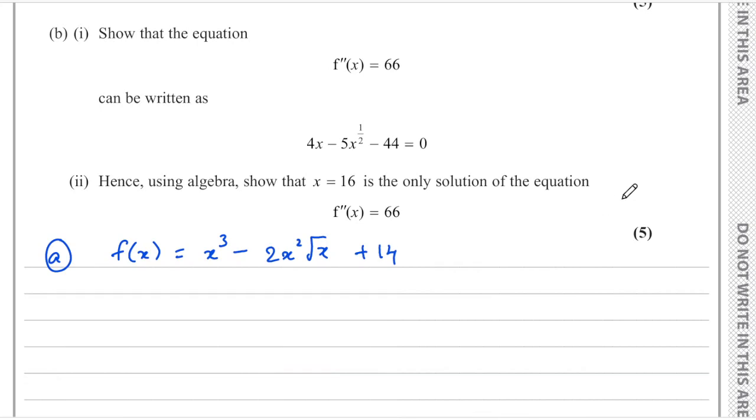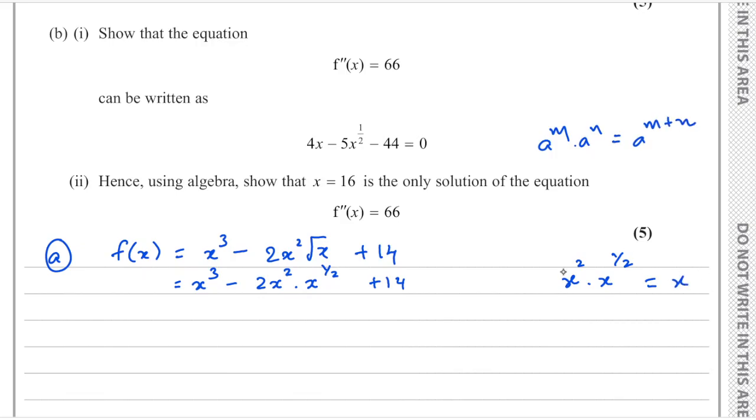Now we need to take the first derivative, sorry. Before that, I'll just convert this root x, which is nothing but x to the power 1 by 2. So I'll just multiply these two terms together. Now we need to apply the formula, that is a to the power m multiplied by a to the power n is equal to a to the power m plus n. So you just need to add the powers over here. That is 2 plus half, which will give you 2.5. So that is x cube minus 2 times x to the power 2.5 plus 14.